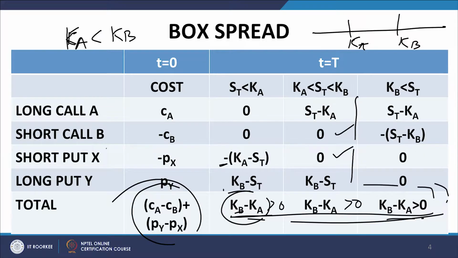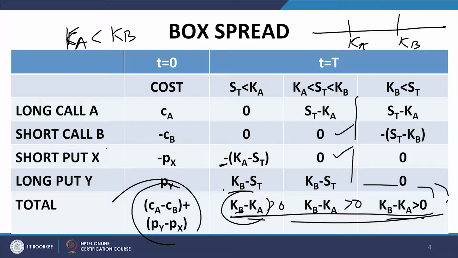Long call A, now we have two cutoff points, Ka and Kb. So we need to split up the entire spectrum of stock prices into three regions: 0 to Ka, Ka to Kb, and then beyond Kb. So, let us start with 0 to Ka.